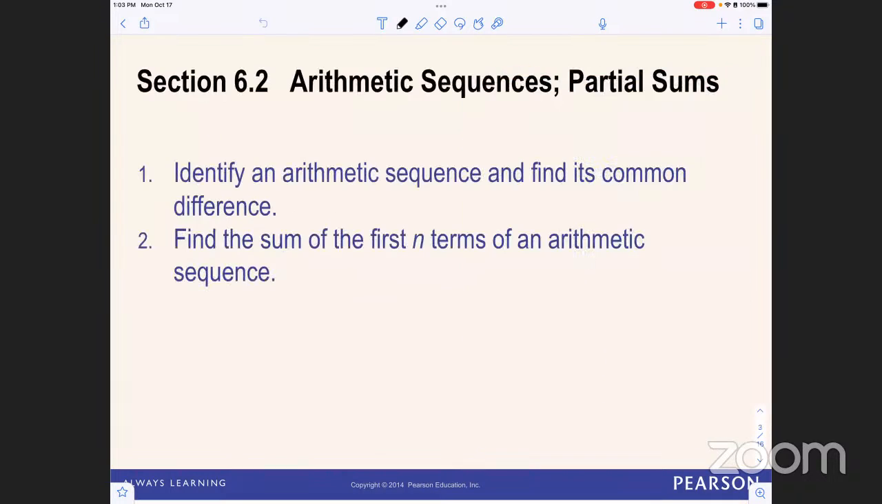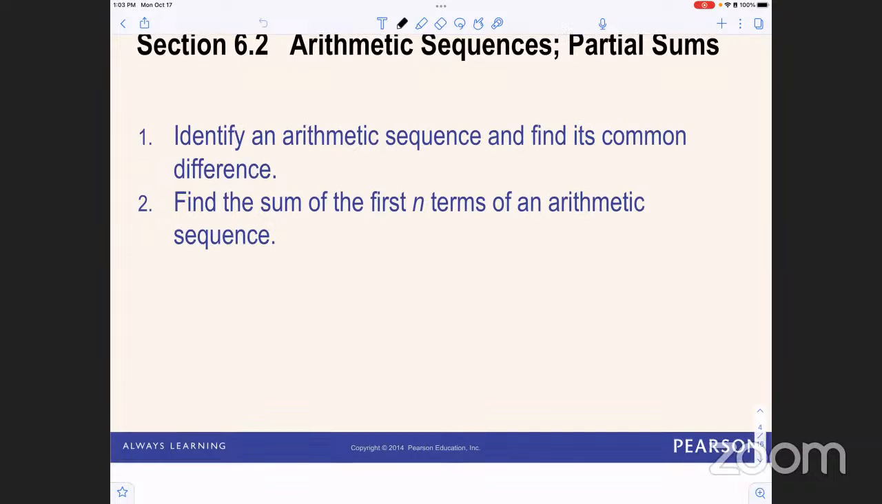So today we're continuing chapter 6 with further topics in algebra with section 6.2, arithmetic sequences and partial sums. A few objectives here: we'd like to identify an arithmetic sequence and find its common difference, and we'd like to find the sum of the first n terms of an arithmetic sequence.